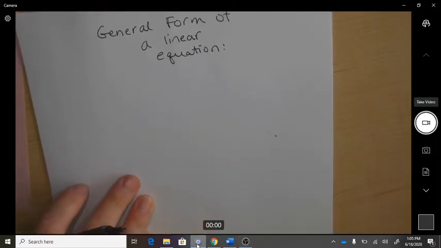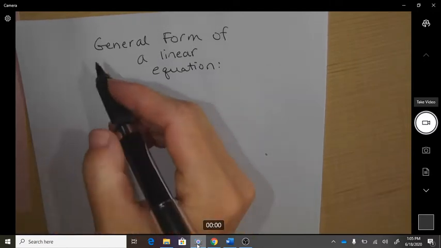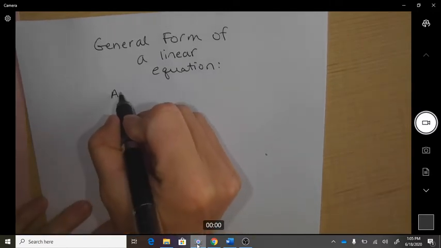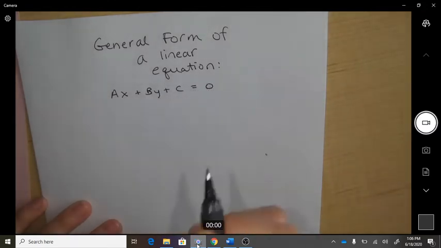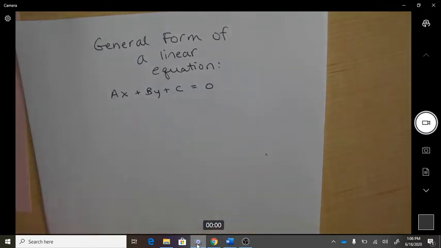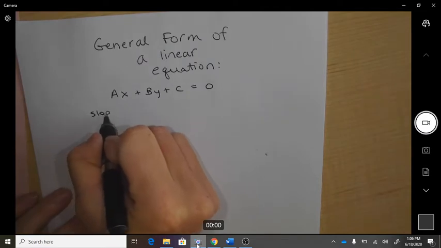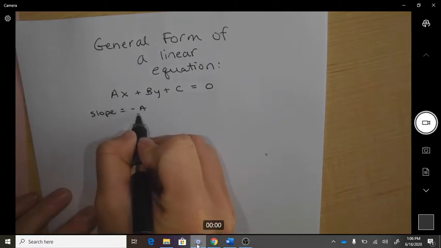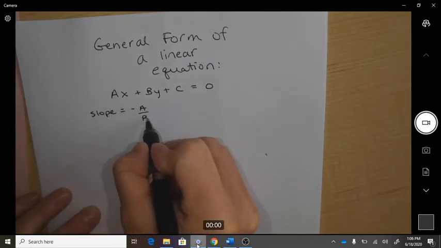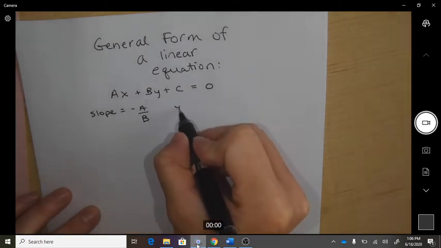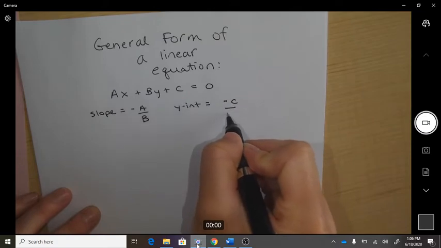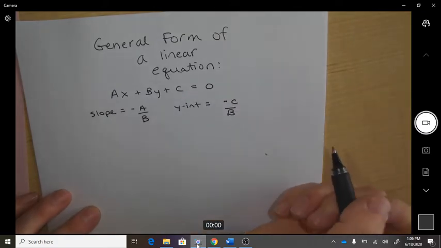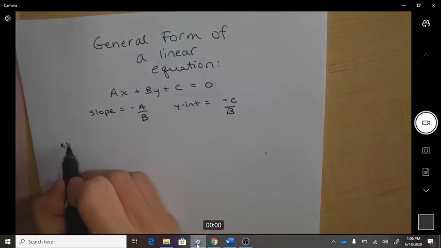Okay, today's lesson is general form of a linear equation. So general form is written like this. Okay, so that's in general form. And you will get these formulas that the slope is negative a over b, and the y-intercept is negative c over b. Okay, so we'll see how that works.